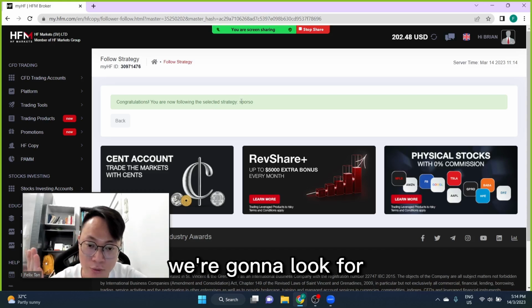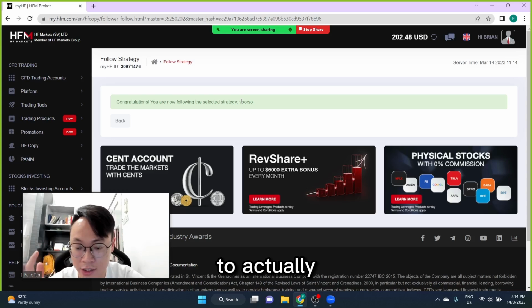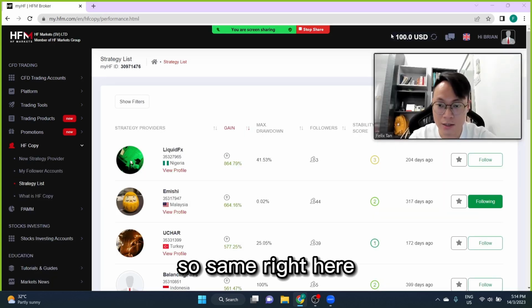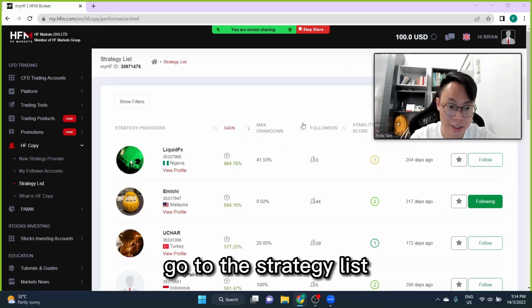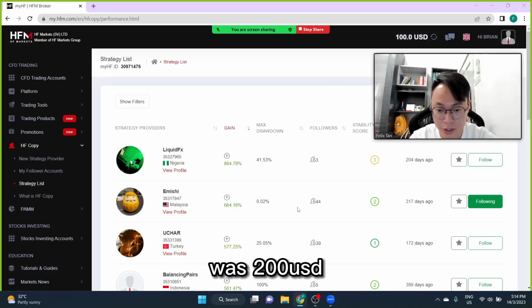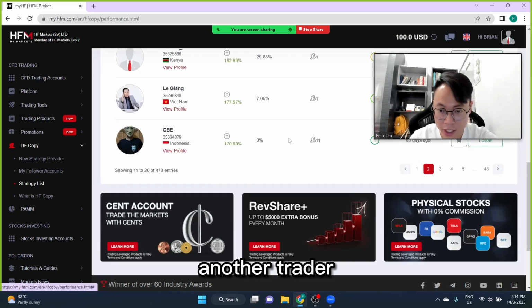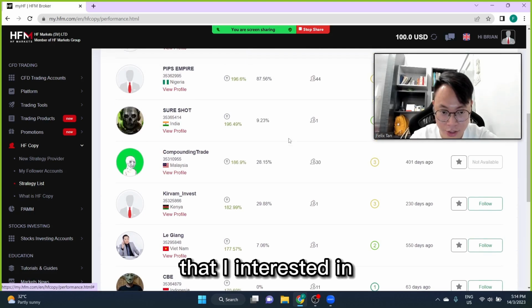Moving on, we're going to look for the second trader that we are interested in actually investing in today. Same here, go to the strategy list that you see. I only have 100 US dollars left here. Just now it was 200 US dollars, right? So right now we're going to move on to look for another trader that I'm interested in.